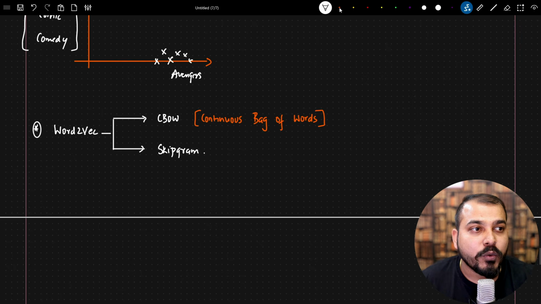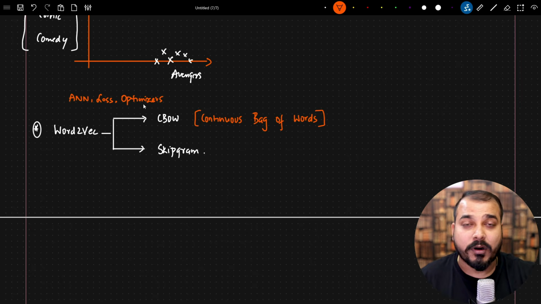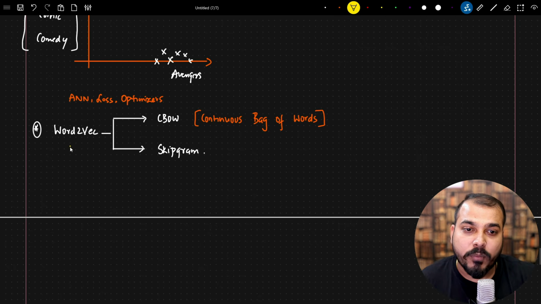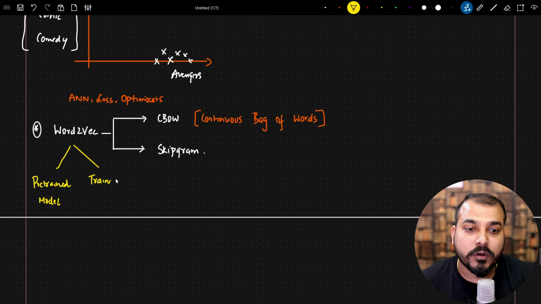One important thing is that you really need to have prerequisite knowledge about ANN, loss functions and optimizers. If you do not have this, I would suggest, first of all, please make sure that you have some knowledge about this before you understand this. Now, with respect to Word2vec, one more important thing is that we also have pre-trained models. Google has a pre-trained model for Word2vec, which is trained on 3 billion words. And we can also train a model from scratch, okay?